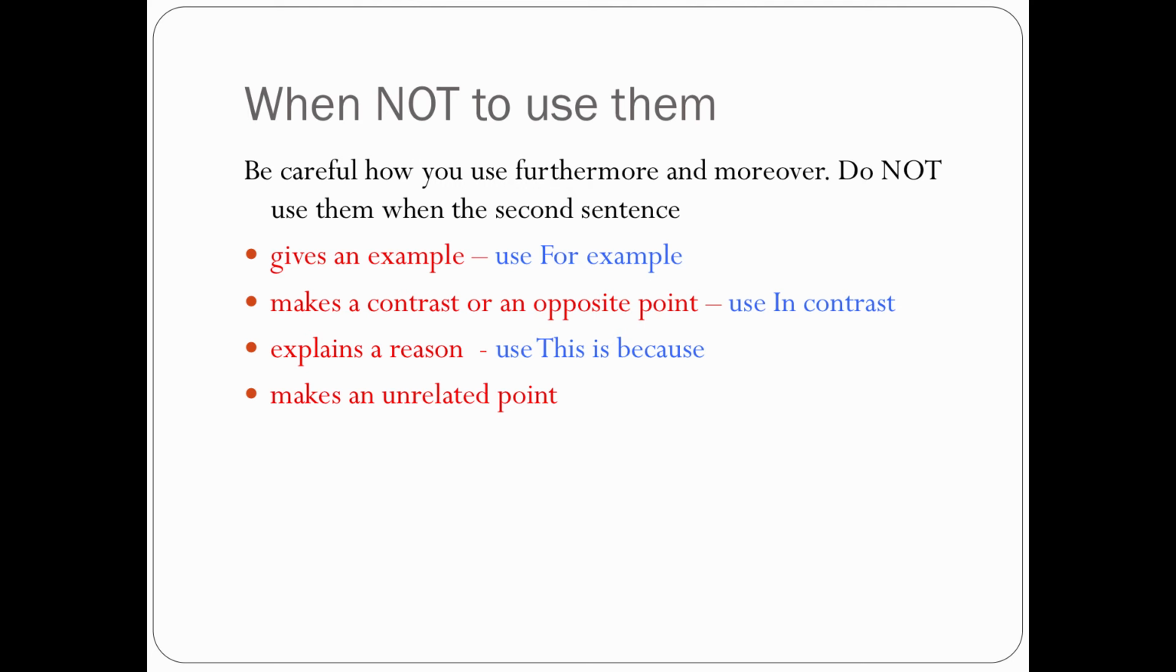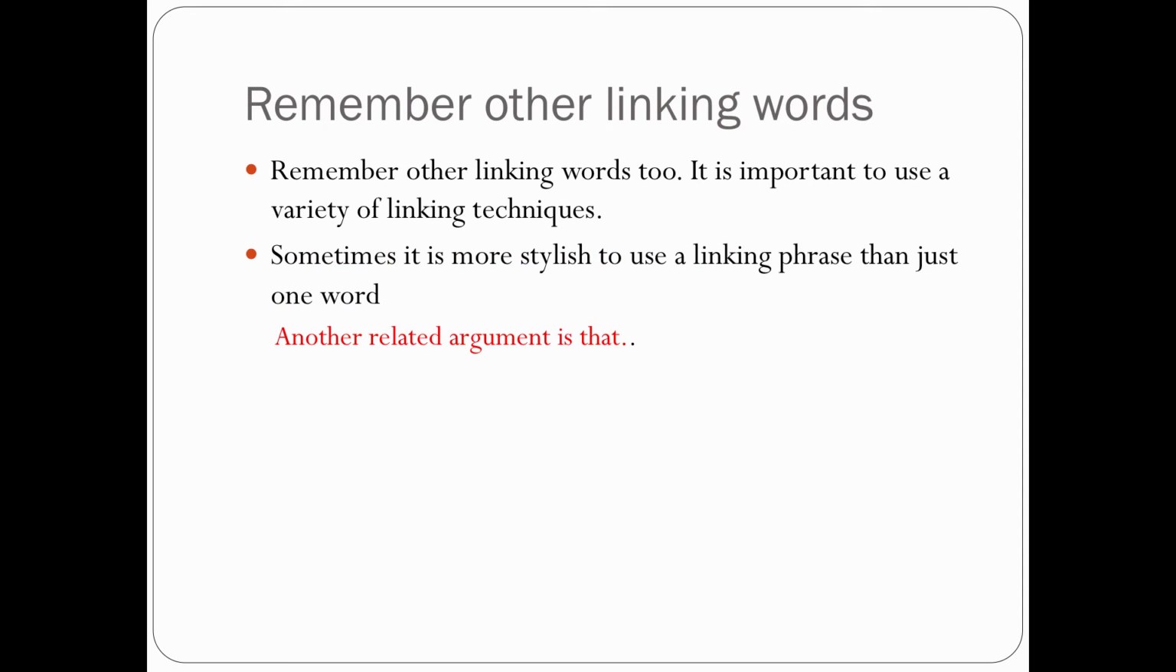Good writing is linking sentences together. You should never really have two sentences making unrelated points, and you can't use furthermore or moreover to put them together. It's still bad writing.